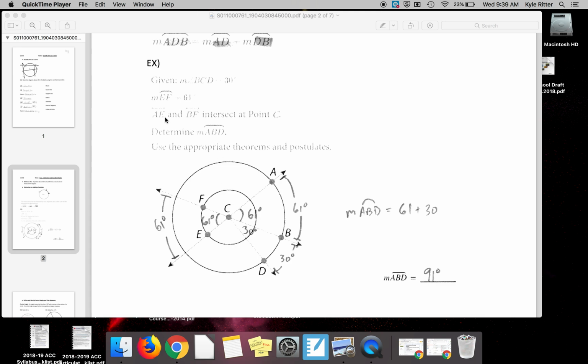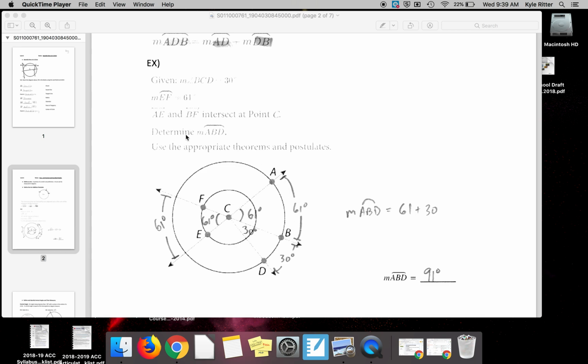Then we're told that lines AE and BF intersect. So lines BF and AE are intersecting. Intersecting lines will always create vertical angles. So we have this vertical pair right here. Congruent angles. So if this angle is 61, its vertical pair over here is also 61. So if that central angle is 61, then its corresponding arc out here is also 61 degrees.